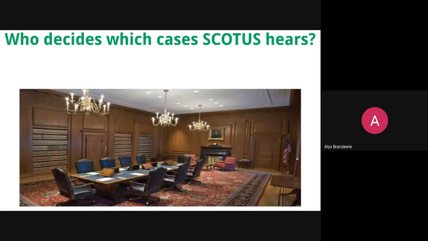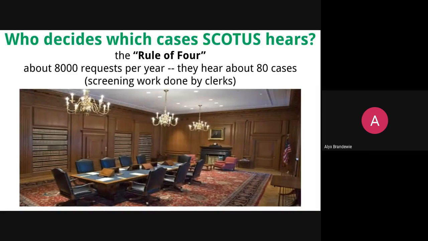So how do we decide which cases the Supreme Court actually gets to hear? Well, they actually decide for themselves, believe it or not. There's about 8,000 requests per year for the Supreme Court to hear a case, and typically they hear about 80 cases a year. That's an average workload for the Supreme Court in the course of one calendar year. They all have clerks, basically interns that work for them, that do a lot of the screening, and basically they get to just decide on the cream of the crop. Okay, yes, we want to hear this one. No, we don't want to hear this one, so on and so forth.